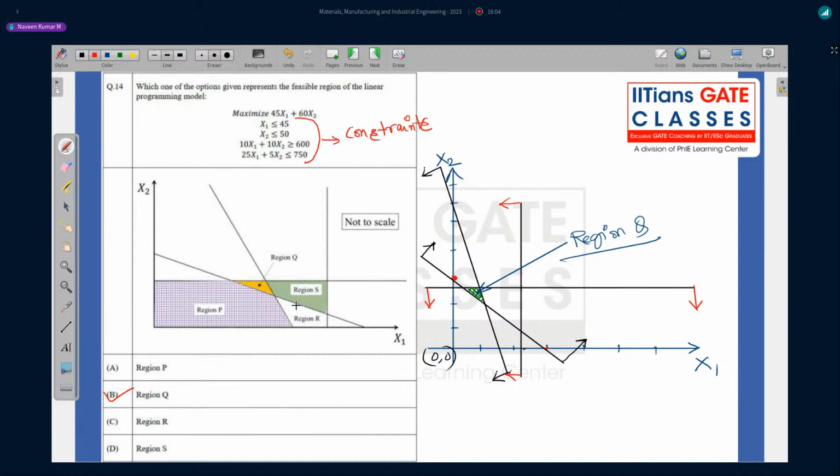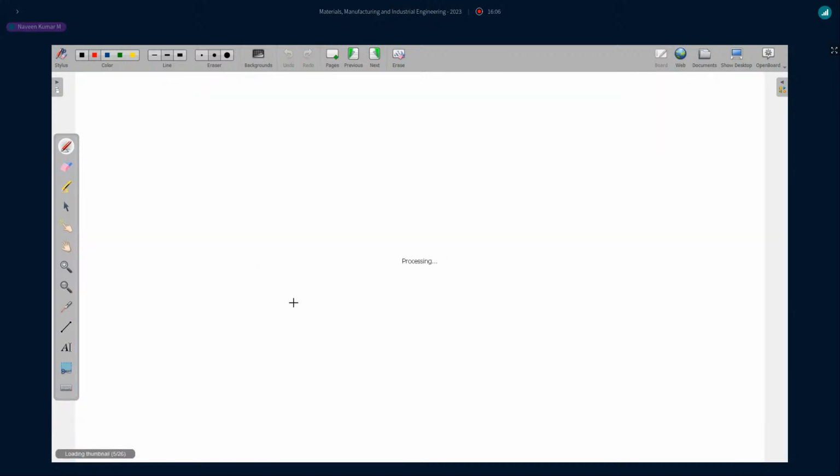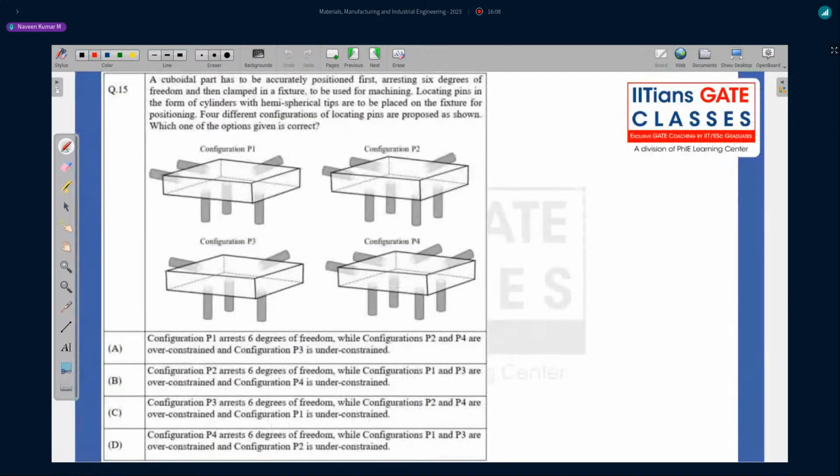Now, let's go to the next question. So yeah, and this is one of the good questions. We have already discussed this in our class also. This belongs to the 3-2-1 principle. So we have seen what is the 3-2-1 principle, when we were discussing jigs, fixtures, and also the principle of location, right? There we have discussed this. So it's a simple question. Let's read the question and understand what the answer is.